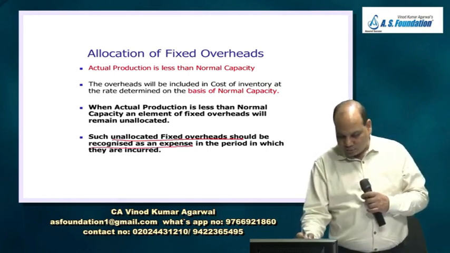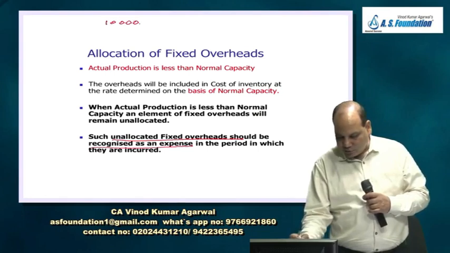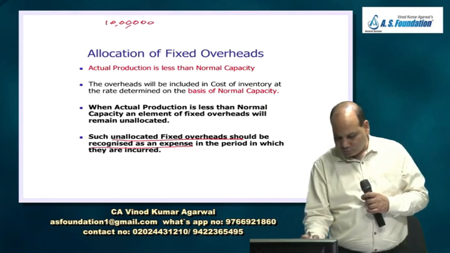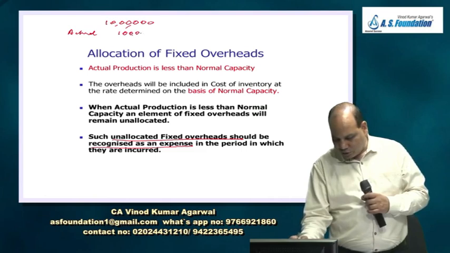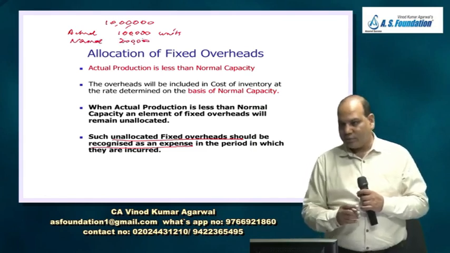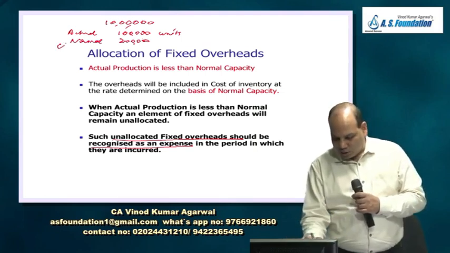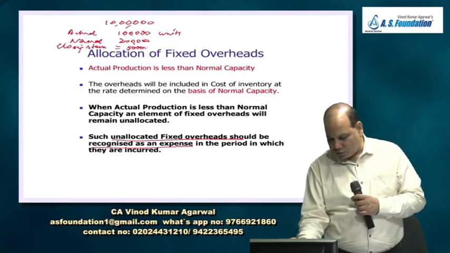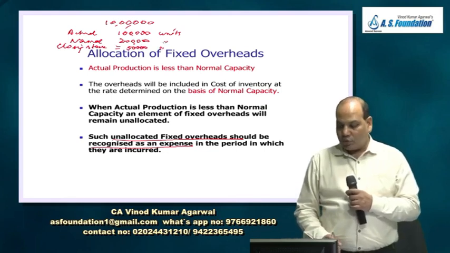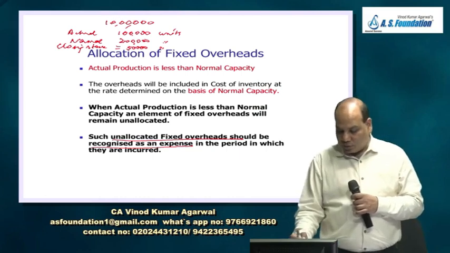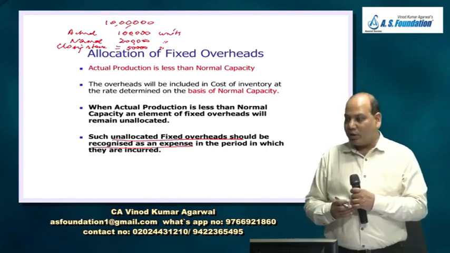So once again, understand. Suppose my fixed overhead is 10 lakh rupees and my actual production is 1 lakh units, but my normal capacity is 2 lakh units, and my closing stock is suppose 50,000 units. This question they ask in the exam also: how much fixed overhead will be allocated here?